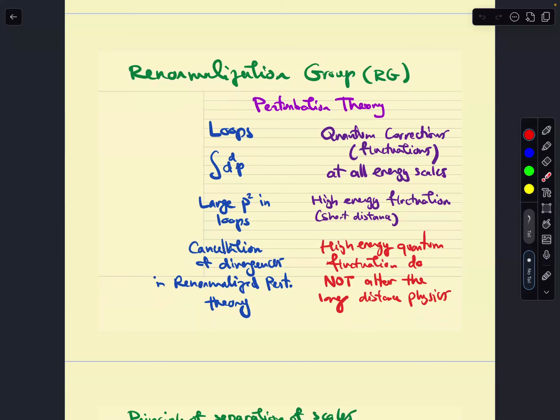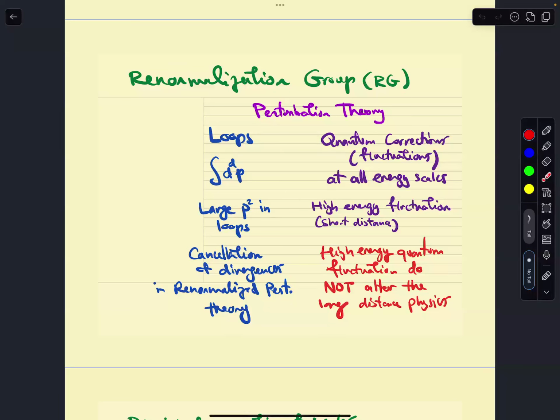Cancellation of divergences in renormalized perturbation theory could be interpreted as the following statement: the high energy quantum fluctuations do not alter the long distance physics. So you want to compute some low energy process, and whether or not your quantum field theory definitely does have all sorts of fluctuations, the form of the fluctuations at arbitrarily high energies won't matter for the low energy process that you're interested in. This is the main idea underlying renormalization.